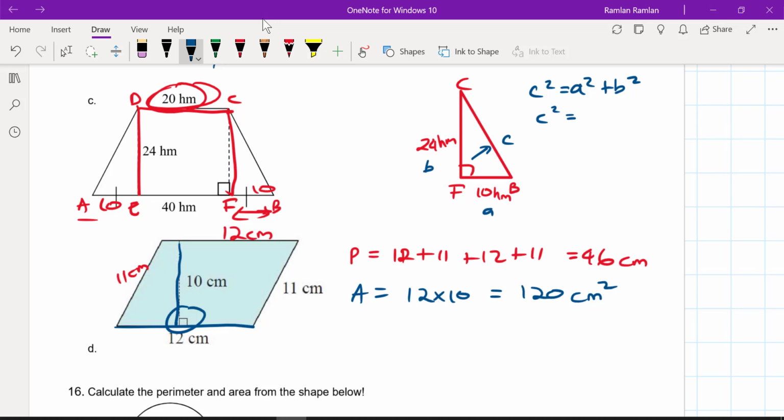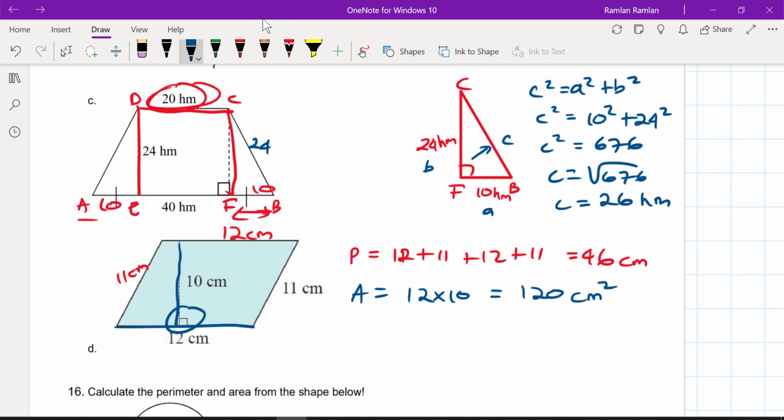So C squared equals A squared, then it's going to be 10 squared plus 24 squared, and I'm just going to add that using the calculator. There will be 24 squared plus 100, there will be 676 if I'm not mistaken. Yes, it is 676, and then C will be equal to the square root of both sides, and that will be equal to 26 hectometer. So which means that this is going to be 26 hectometer, and this one is also going to be 26 because they are the same, right?